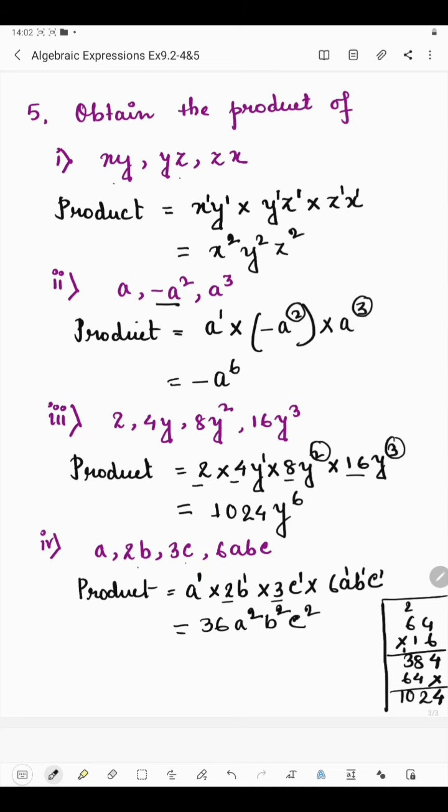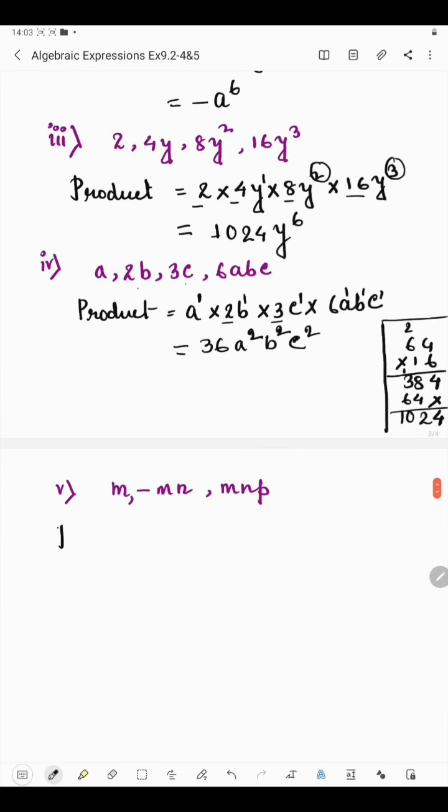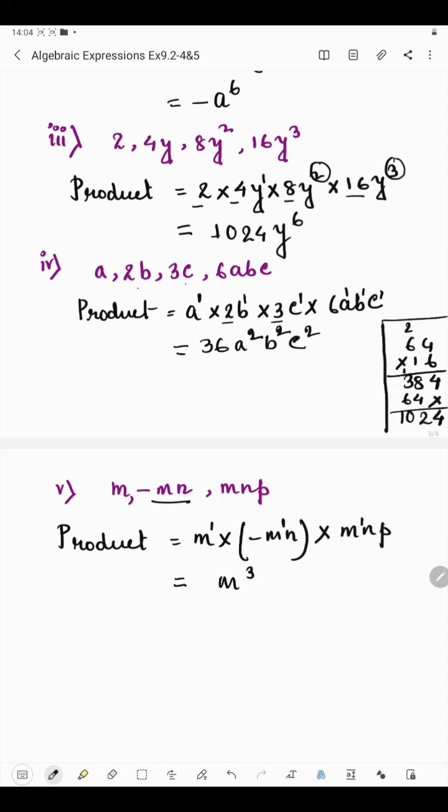Okay, now the last part of this question. Now in the last part we have m, minus mn and mnp. We will find the product of this. So m multiplied by minus mn, since this term has a negative sign, put it in a bracket, and then multiplied by mnp. Now here we have m, n and p as variables. So we'll count how many times m is present. So it's 1, 2, 3. So the power of m will be 3.